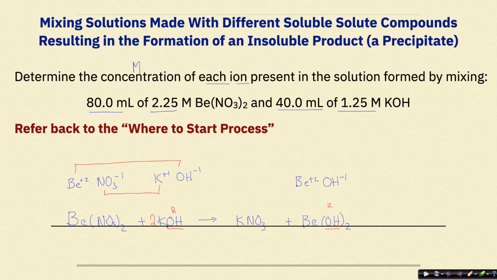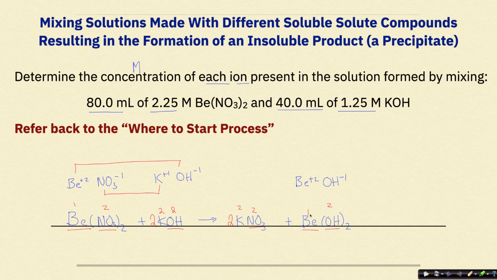Now I have 2 K here, so now I'm going to put a 2 in front of here, so that gives me 2 K's on both sides. And now that trickles over to the NO3, so now I have 2 NO3's, and oh look, I already have 2 NO3's over here. And then finally I'm going to check my Be's, 1 Be here, 1 Be here, and it's a balanced reaction. Fantastic.